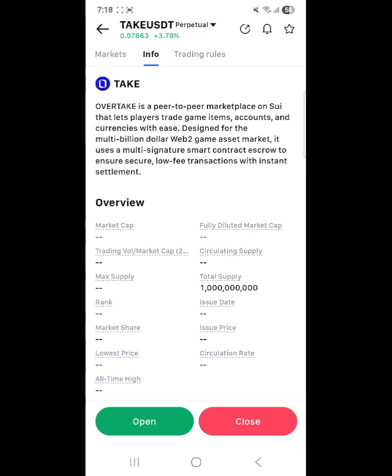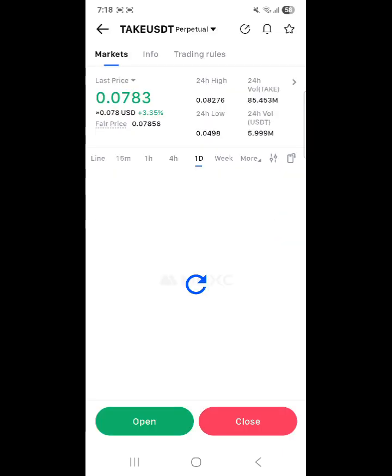Another thing you should know is before you short any coin, make sure to see at least plus 10%. If you watch this place now, Take USDT Perpetual, beneath it you can see plus 3.49%. So make sure to see at least a 10% price increase in that pair before you short it, otherwise you will get kicked out. Let me show you guys something.